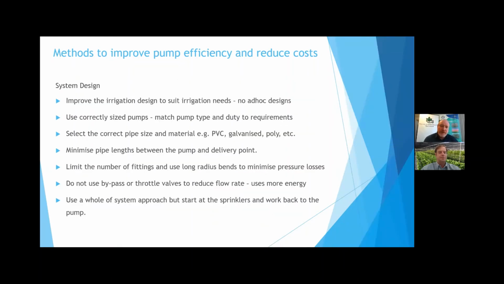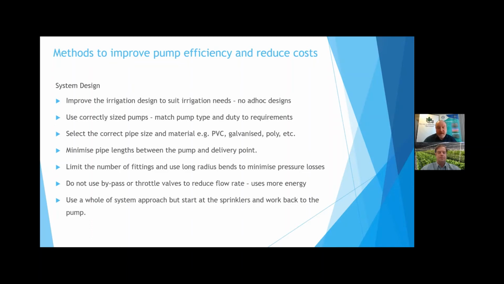To look at this from a design perspective, again, talk to your specialist. If you need to have any calculations done, they can do those for you. Use a correctly sized pump that matches the duty cycle required. We saw in a previous example how the right sized pump can actually save money. If you're using a bypass valve or a throttling valve, consider replacing the pump. It basically is saying that your flow rates aren't matching your requirements.